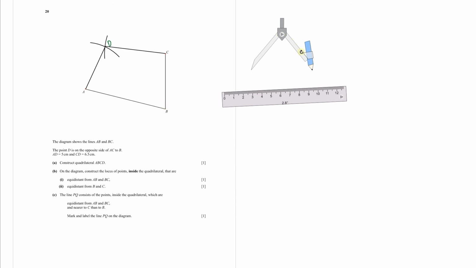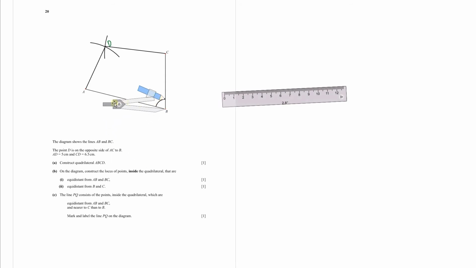B here. So I will open up my compass to any reasonable length, and then I will place it at point B and draw this arc from one line to the other. So let's open it up a little bit more. So draw the arc from the one line AB to the other line BC. So this will be my arc.